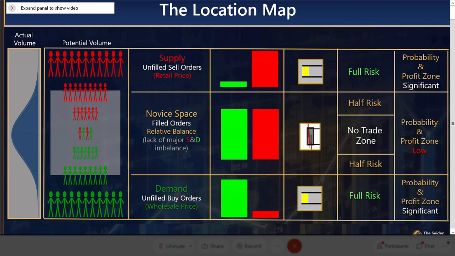Someone answer this for me. What percentage of traders, active traders, lose money in the markets? What percentage of traders? Now, nobody knows exactly what that number is, but what would you say? It's pretty common knowledge out there. Yeah, probably about 95%, right? 95% of people. And where are most people entering and exiting positions?